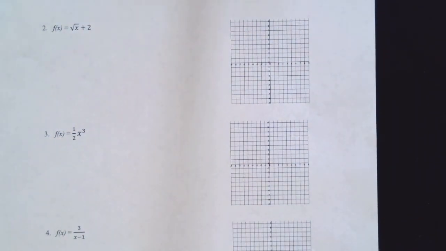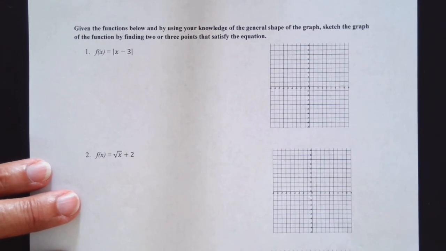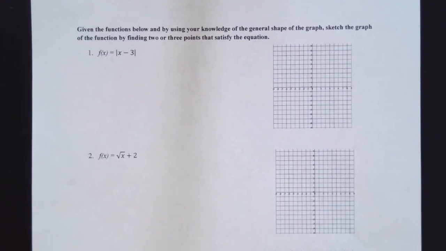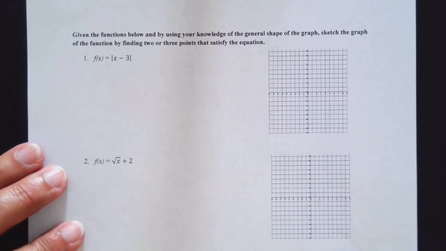So we're going to get started on answering some of these questions. So let's look at that, and then we can go back to our general shape if we need to. All right, so it says, given the function below, and by using your knowledge of the general shape of the graph, sketch the graph of the function by finding 2 or 3 points that satisfy this equation. Okay. All right. So the first one is absolute value, and then it's the absolute value of x minus 3. So if we take a look at that, I know that the shape is going to be a v, like the absolute value function. Okay.